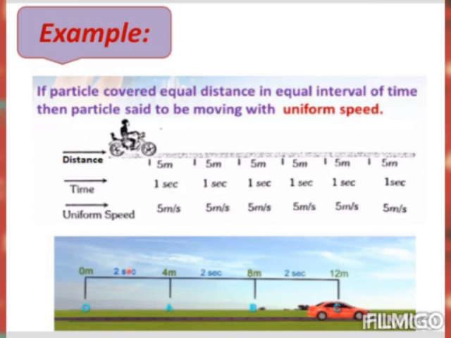Throughout the specific time, the bike rider covers equal distance in equal intervals of time. Equal interval of time means the time intervals become the same, the gap of time becomes the same. So the speed is 5 meters per second in each second. So the speed will be uniform. That is called the uniform speed of the bike rider.